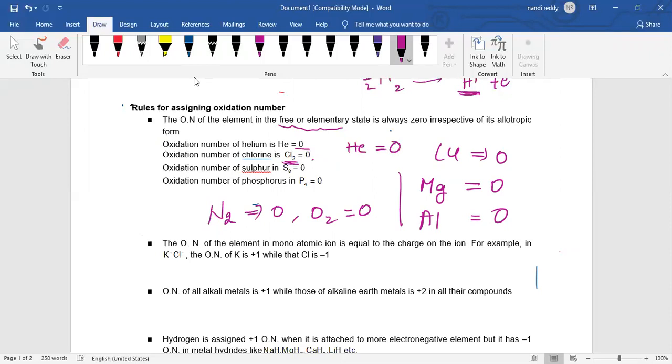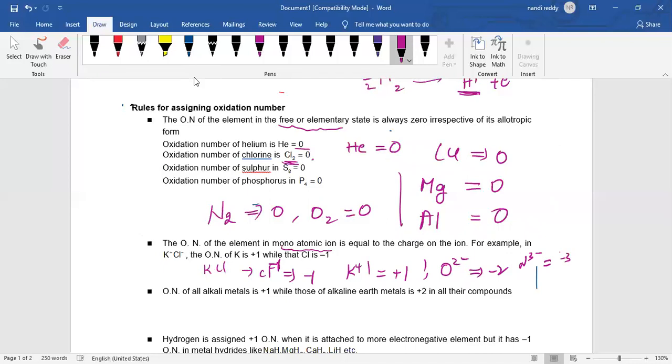Next point: the oxidation number of an element in a monoatomic ion is equal to the charge on the ion. For example, here KCl. I can take Cl-, which has charge -1, that is equal to the oxidation number -1. K+ is +1, which is equal to the oxidation number of K. Similarly, you can take O2-. What is the oxidation number of oxygen here? -2. Clear? We can consider N3-. What is the oxidation number? How much charge do they contain here? 3. So -3 is the oxidation number of nitrogen.